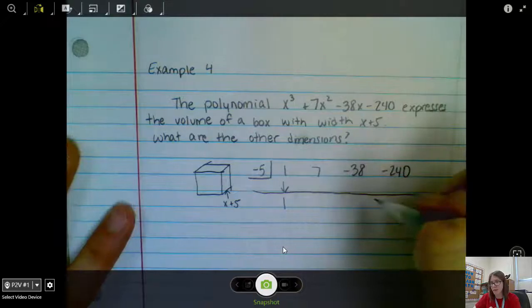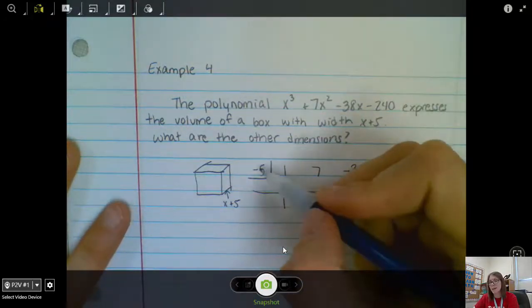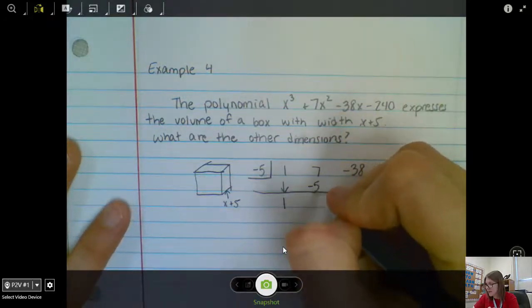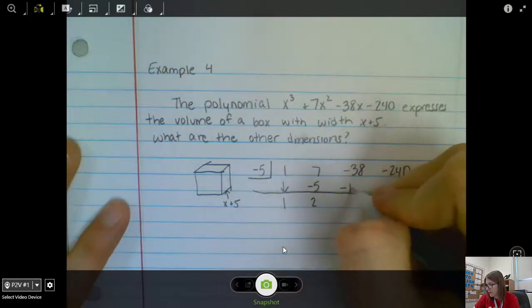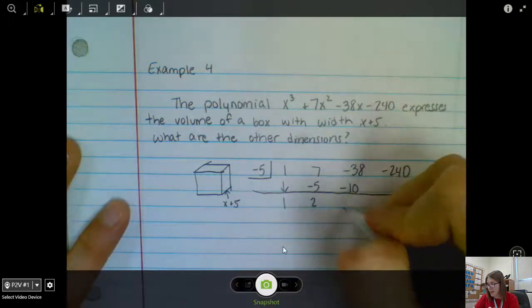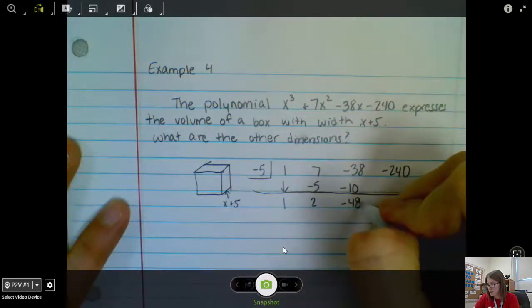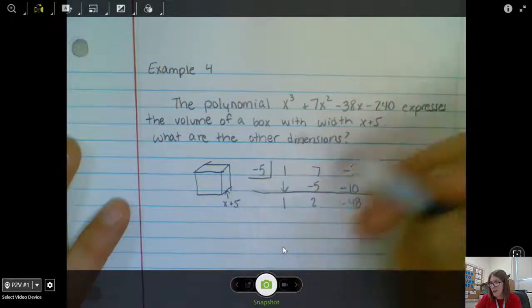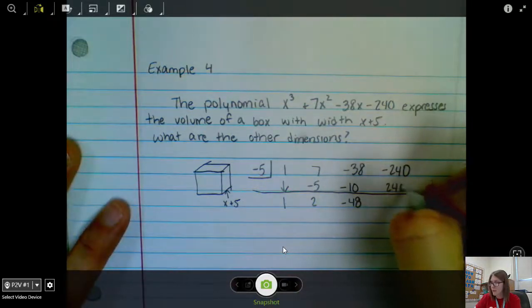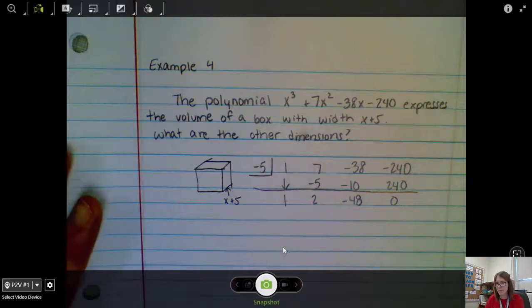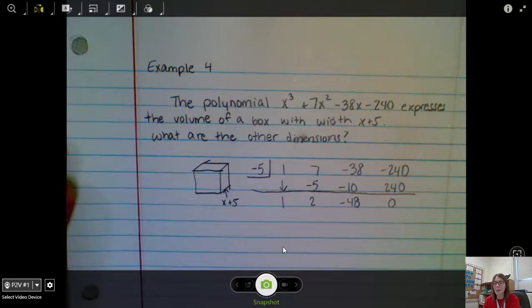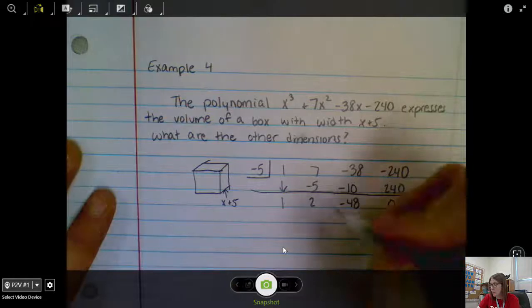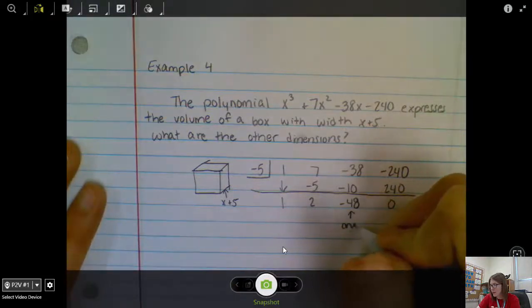We bring our first number down. Now 1 times negative 5, add straight down. 2 times negative 5, and we add. Negative 48 times negative 5 is positive 240. Now, if you know something is a factor and you end up with a remainder, that's your clue. Something went wrong, you made a mistake somewhere. Here's our remainder of 0.